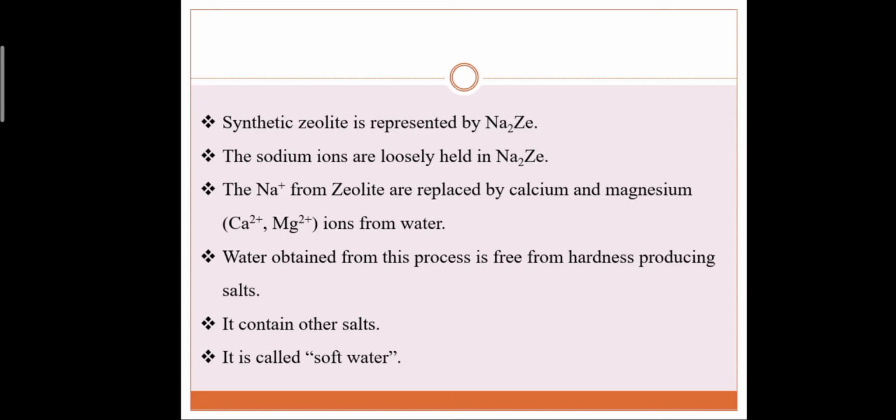The sodium ions are loosely held in Na2Ze. These sodium ions are replaced by Ca2+ and Mg2+ ions present in the water. The resultant water from this process is free from hardness producing salts, but it may contain other salts. Such water is called soft water.